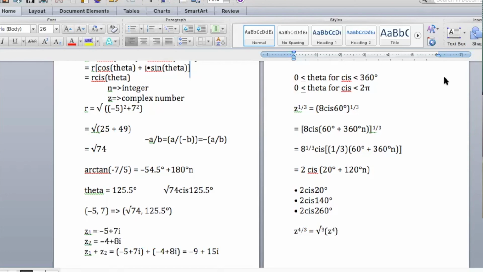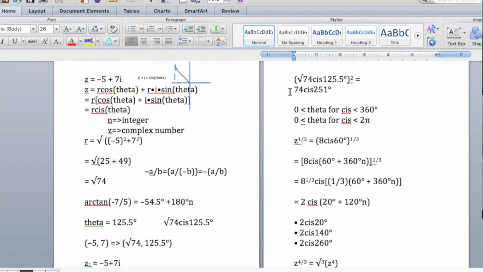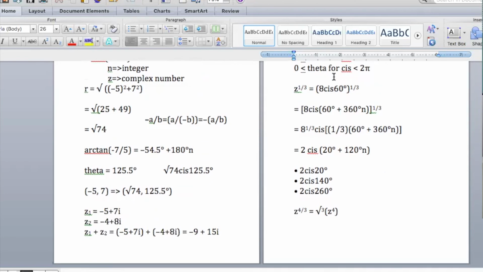Yeah, I did this last year, I think, too. Okay, so this should be familiar to you. What happens here is you're going to use this property up here, this theorem right here, twice. You're going to use it once to get the 4th power of z, and then whatever answer you get for that, you're going to take the 3rd root.